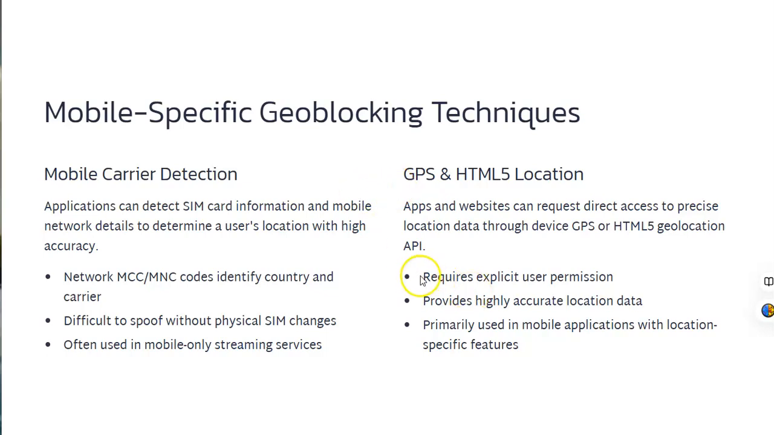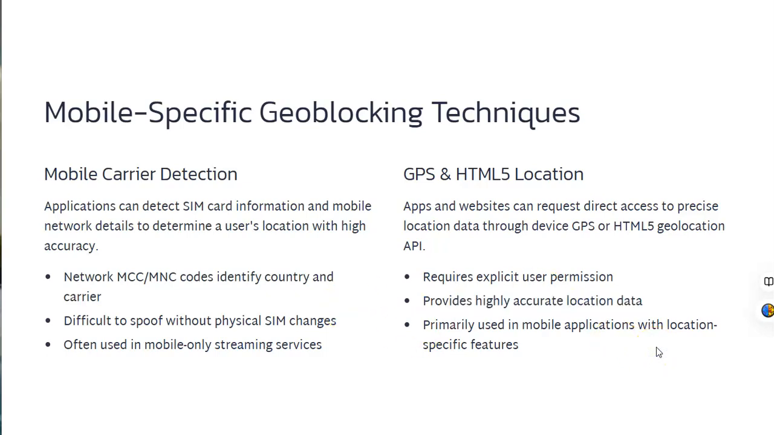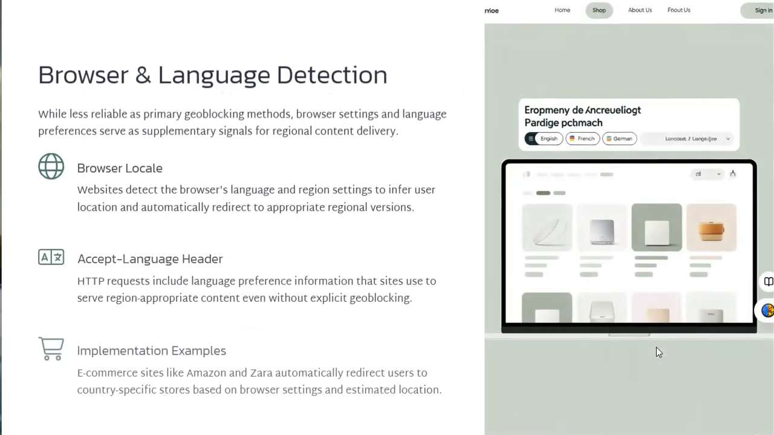This does require explicit user permission, so the app or the website or whatever will have to ask your permission to do this. It'll give very highly accurate location data. It's usually used in mobile applications with location-specific features, things like Strava, which need the GPS to work properly to know your location, and have to ask your permission, but they can also use it, ironically, to block you from the application as well.